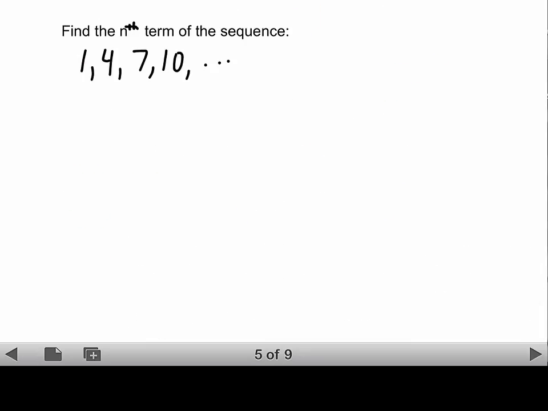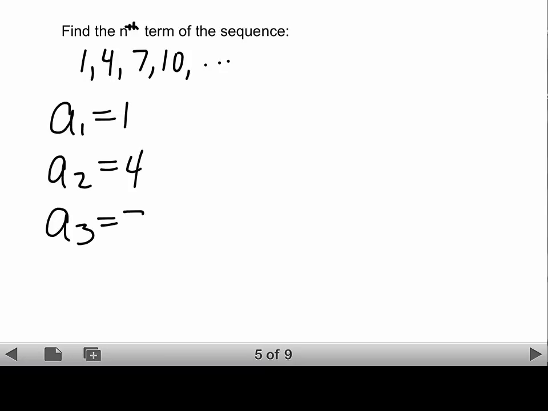For our next example, we're asked to find the nth term of the sequence 1, 4, 7, 10, ... In other words, find the formula. I'm going to do the same thing I did last time. A sub 1 is equal to 1, a sub 2 is equal to 4, a sub 3 is equal to 7, and a sub 4 is equal to 10. And then we're going to see how we can express these with n as an input variable.